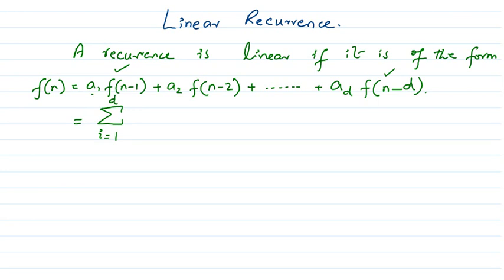Now coming to the coefficients attached with every term, they are represented as a subscript i. That is a of 1, then a of 2, and so on, moving up to a of d. And what I'm going to write next is f of n minus i. That is, the first value of the index is 1, then 2, 3, and so on. The final value will be d.